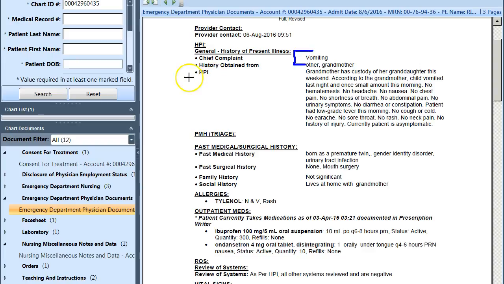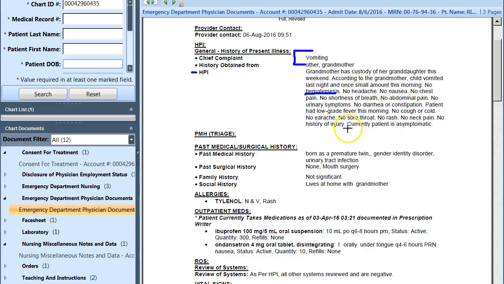Okay, since this is a minor, the patient's history was obtained from her grandmother. The other section of the chart is our history of present illness, or HPI. What I'm doing is just reading in here to determine how severe this current illness is. The child has had vomiting since last night, a small amount this morning, no hematemesis, which means there's no blood in the vomit, no headache, no nausea, no diarrhea, no constipation, no cold, cough, or earache.